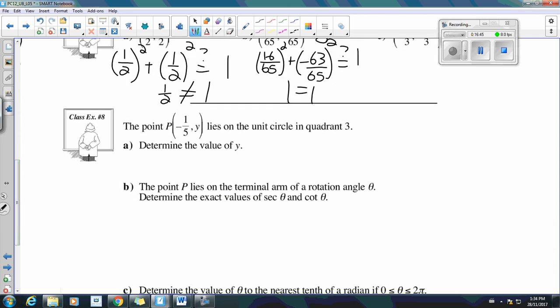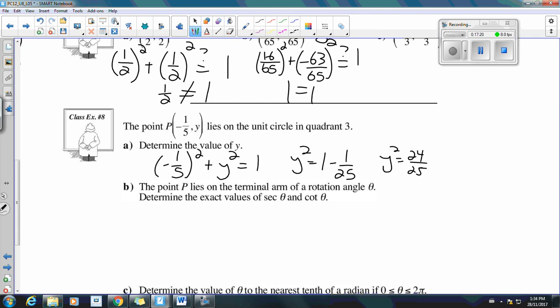The point negative 1/5, y lies on the unit circle in quadrant 3. Determine the value of y. So now we know it is on the unit circle. To determine y, I'm still going to use the same equation. So I have negative 1/5 squared plus y squared equals 1. This gives me y squared equals 1 minus 1/25. So y squared equals 24 over 25. Then when we square root and simplify, we get that y equals negative 2 root 6 over 5.